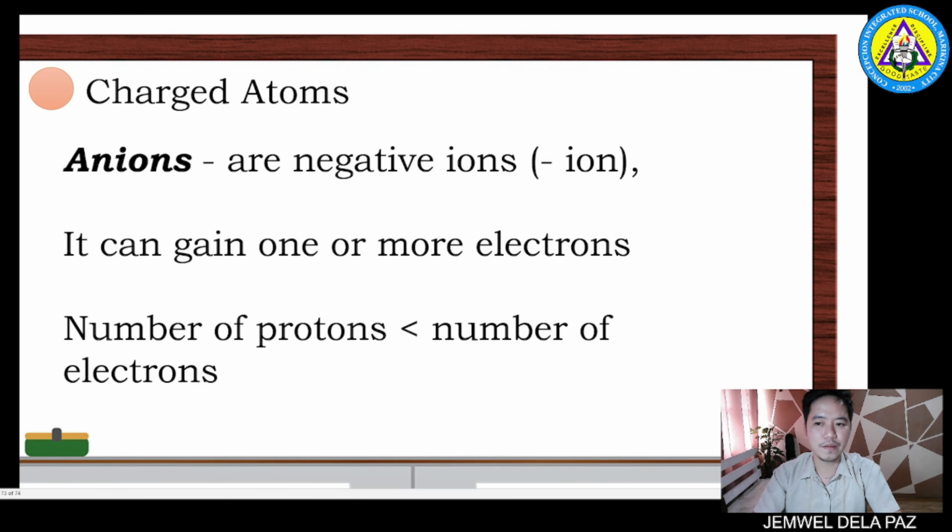The second type of ion is what we call an anion. These are charged atoms, and anions are negative ions. If a cation releases a certain number of electrons, an anion can gain one or more electrons. Since an anion receives or gains a certain number of electrons, the number of protons is now less than the number of its electrons.